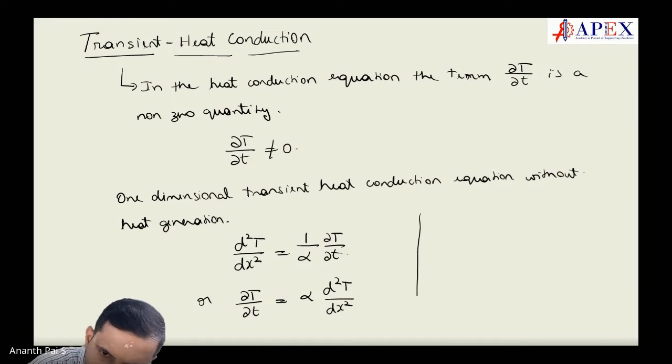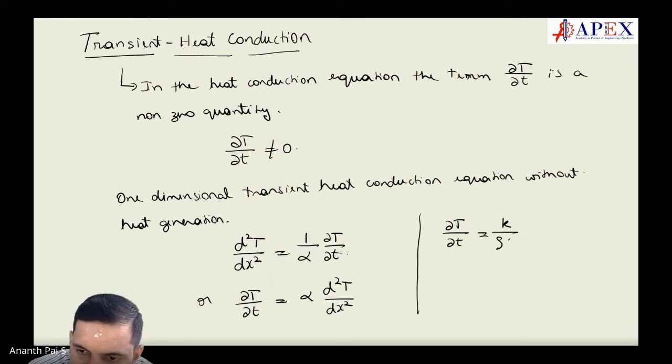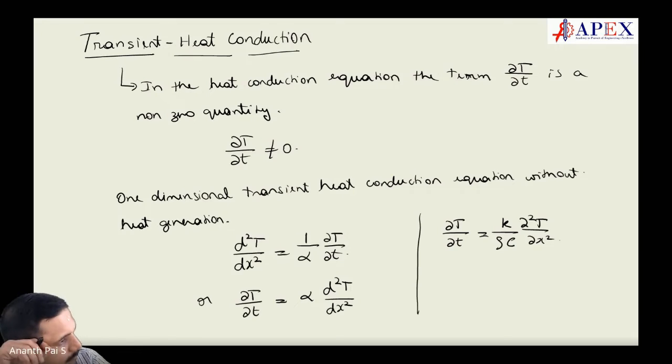Or further going, dou T by dou t is equal to alpha, what is alpha? Alpha is K by rho Cp, or K by rho C. We will not say Cp because we are talking about solids and liquids. So dou T by dou t equals K by rho C into dou square T by dou x square. Correct.